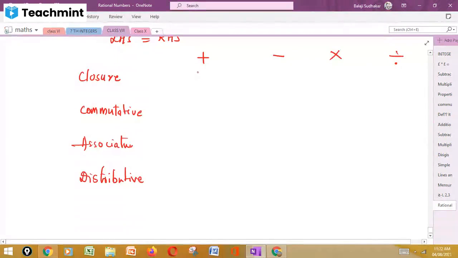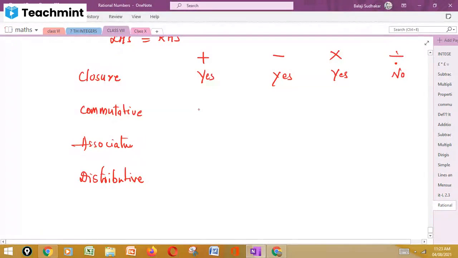Yes, sir. Satisfied. What about subtraction? Satisfied. What about multiplication? Satisfied. What about division? Not satisfied, sir. Very good.